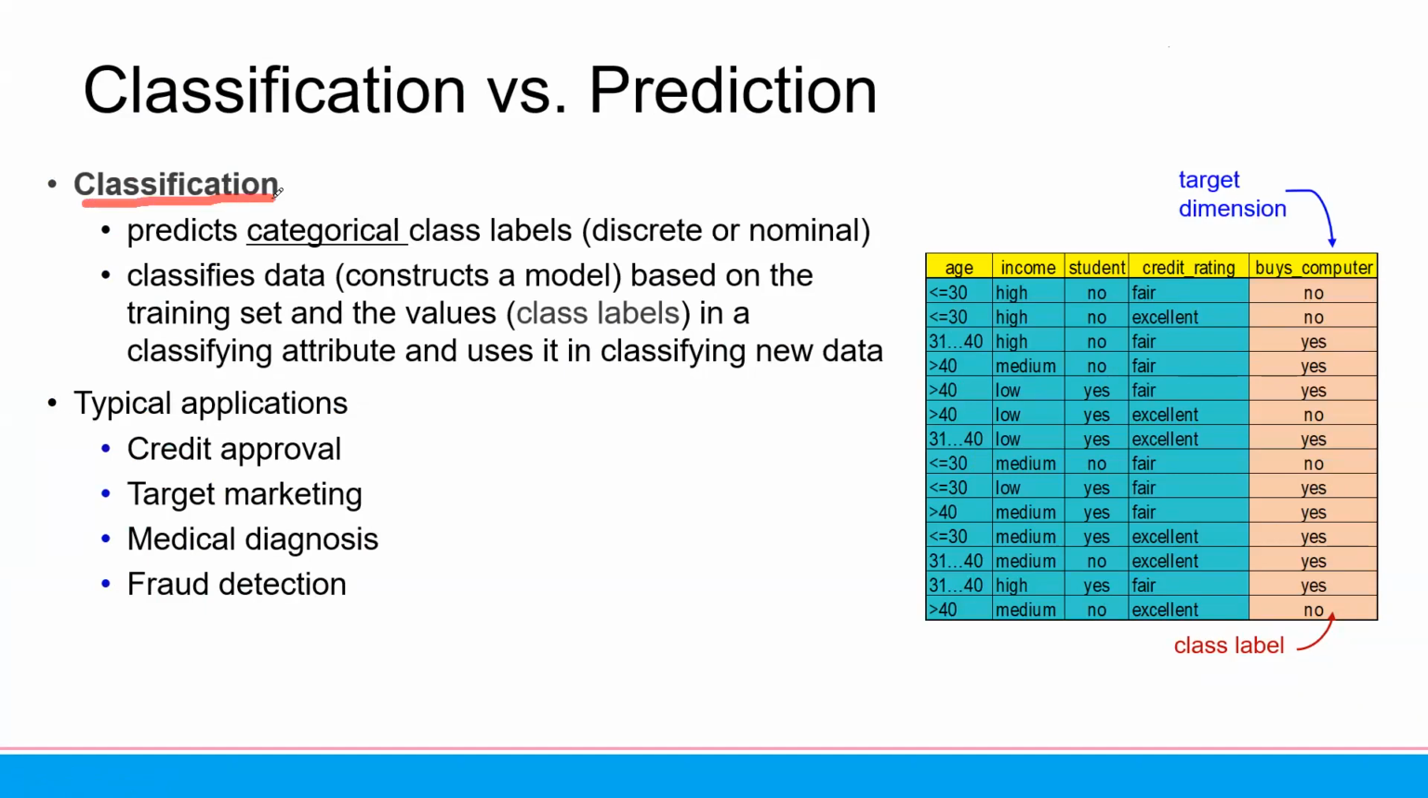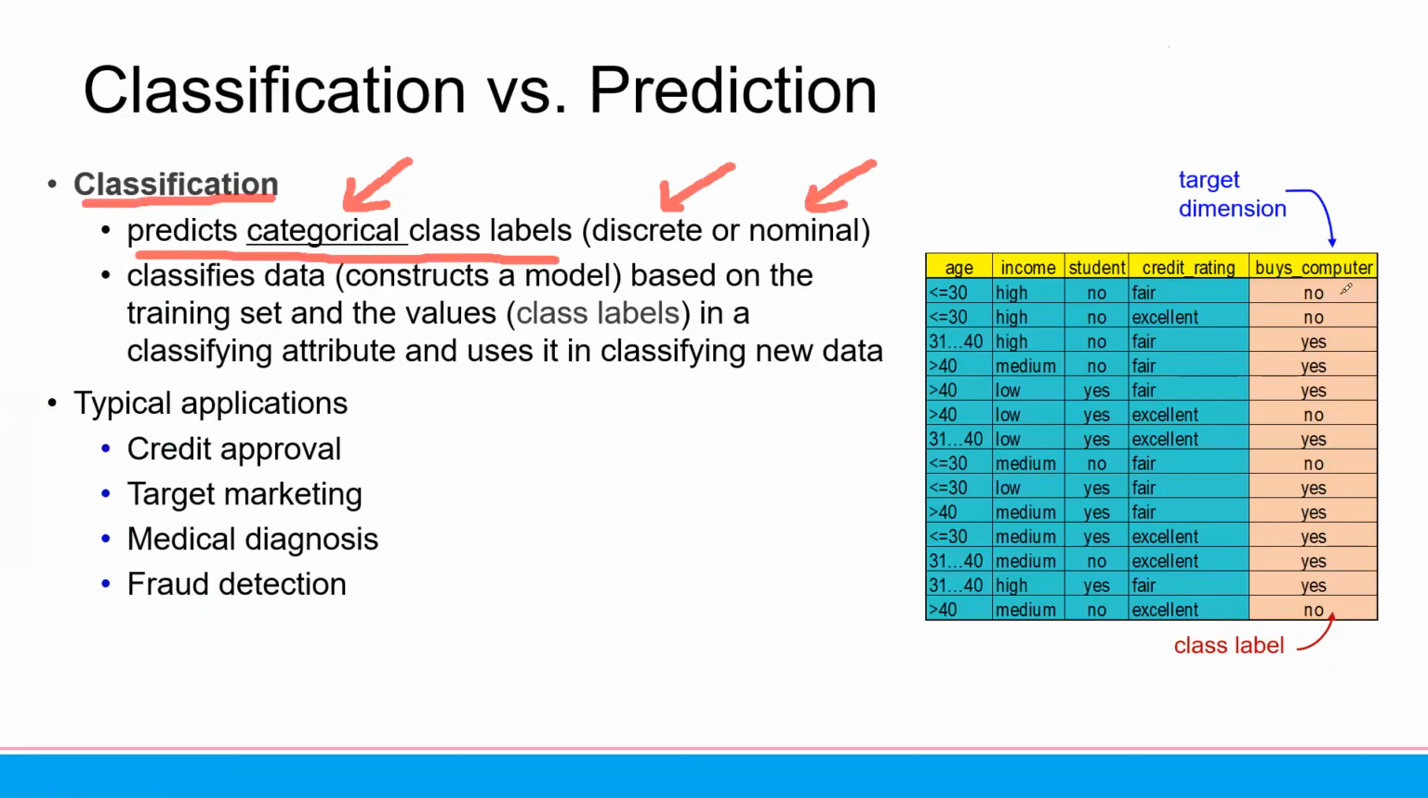We call classification, it is to predict categorical class labels. So, categorical, it is discrete or nominal.